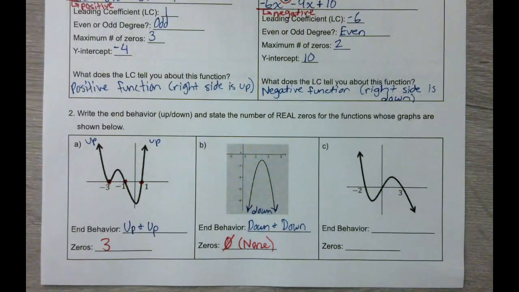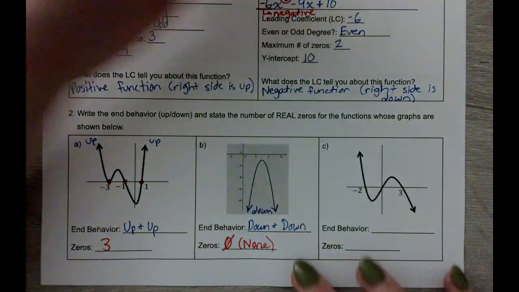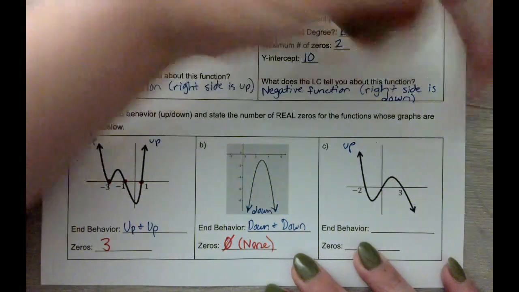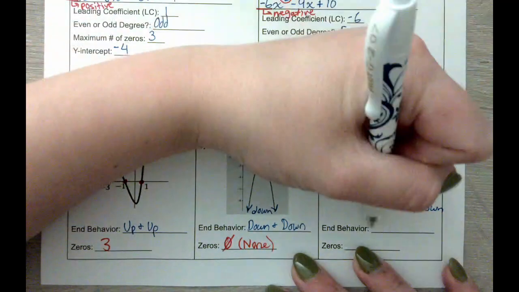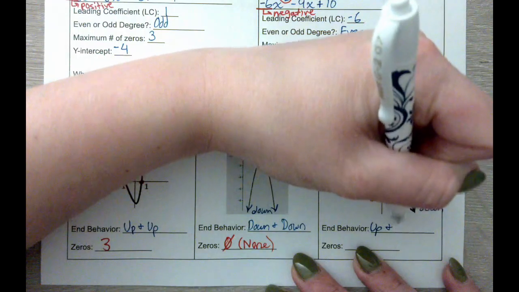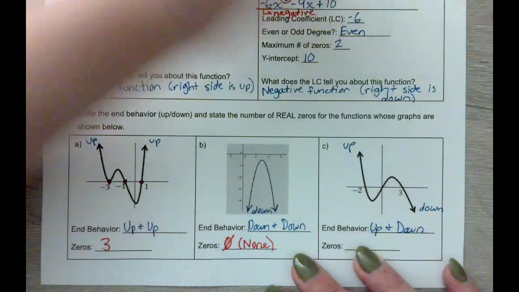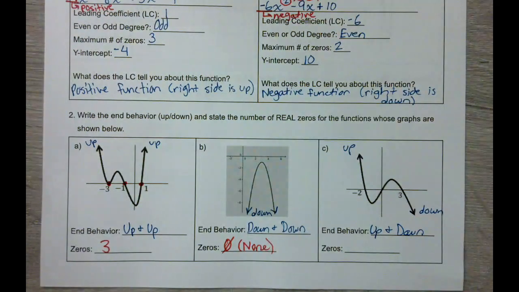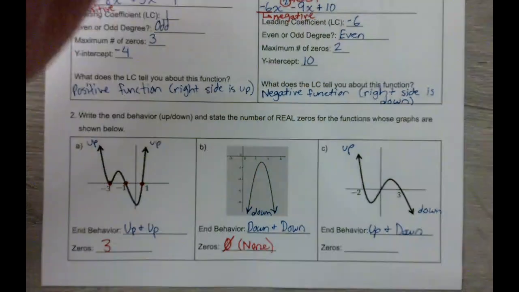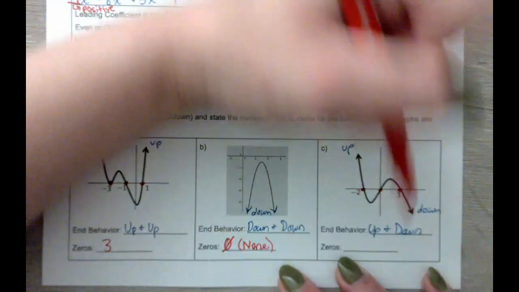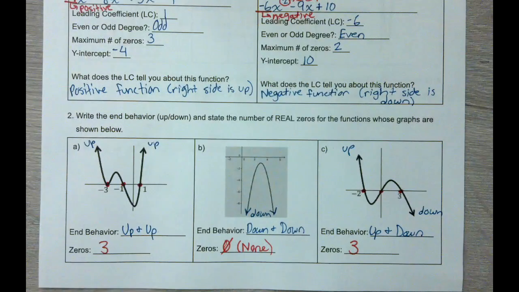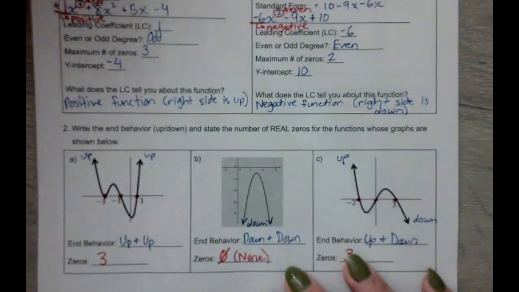Last one. End behavior, the left side is going up and the right side is going down. So up and down. And then zeros, count how many times it crosses that x-axis. We've got 1, 2, 3. 3 zeros. And that's it.